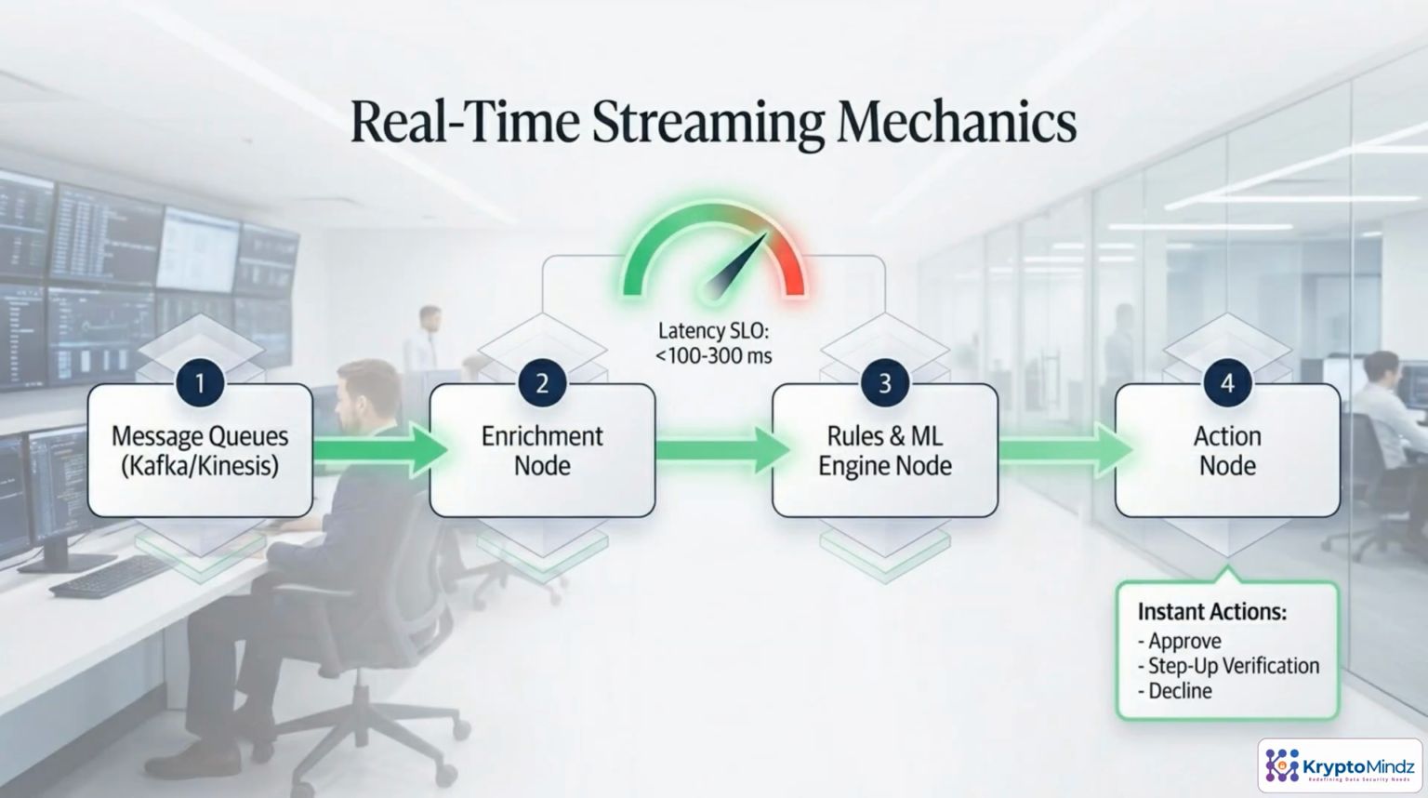In a real-time onboarding or AML flow, every event first lands in a message queue like Kafka or Kinesis that decouples producers from consumers and smooths traffic spikes. An enrichment service then quickly joins in customer, device, and historical data, so the risk engine never works with a half-empty context. Next, rules and ML models score the event under a tight latency budget, typically a few hundred milliseconds. An action service immediately approves, steps up verification, or blocks the request.